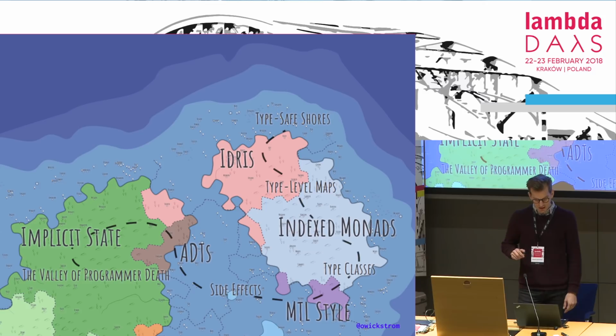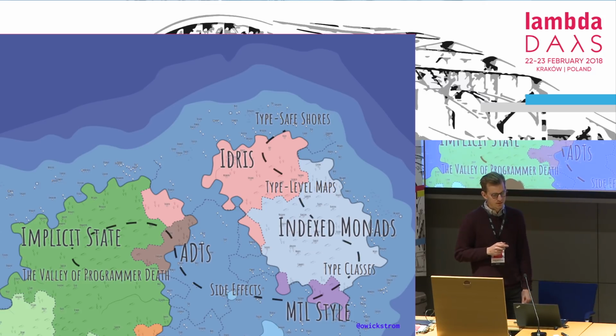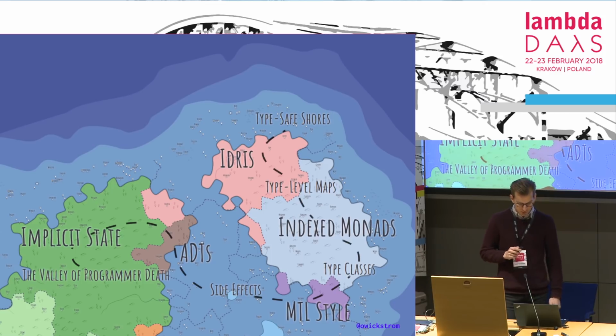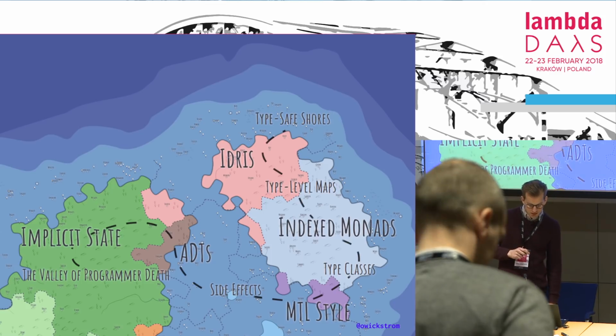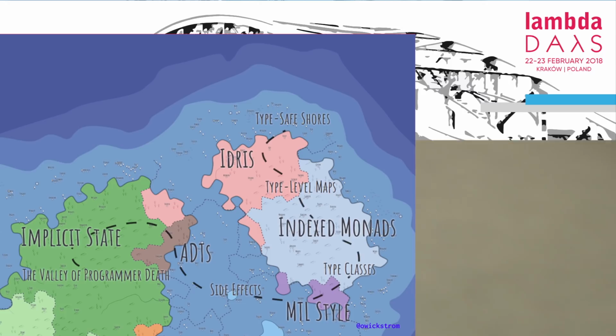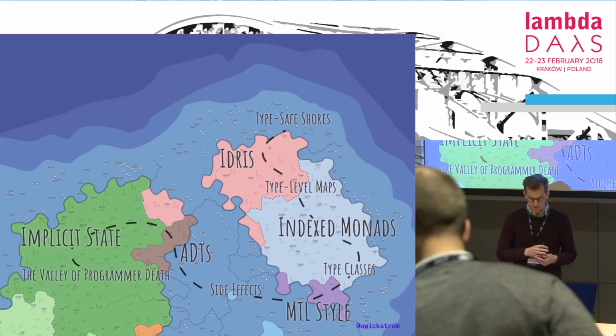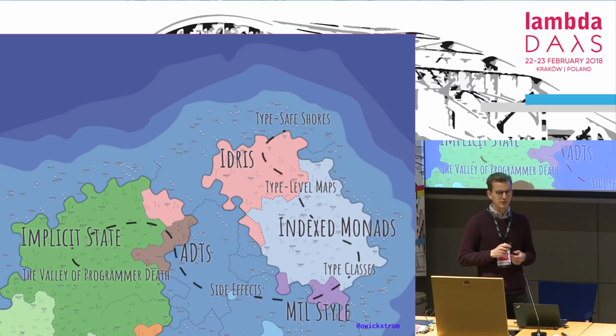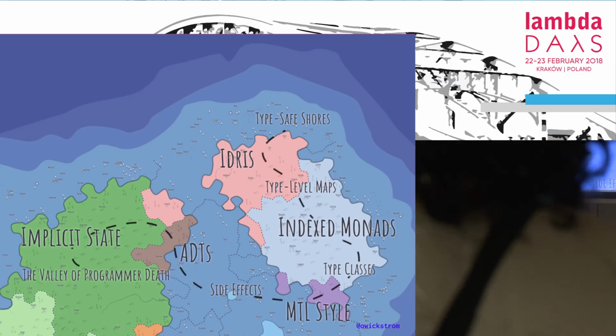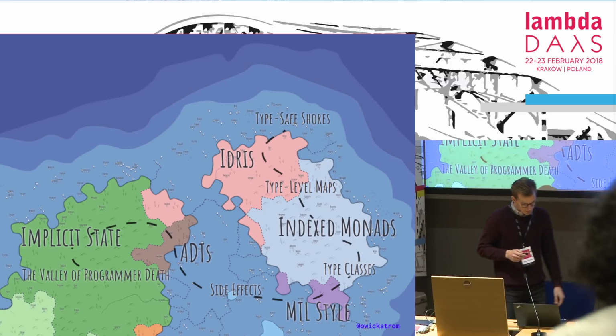So we will start here in the valley of programmer death and the vast lands of implicit state, and try to escape over the sea to MTL style, where we will pick up type classes and index monads and stuff. We will cross the value-type level boundary, go into Idris land, and eventually we will settle down on these type safe shores out there.